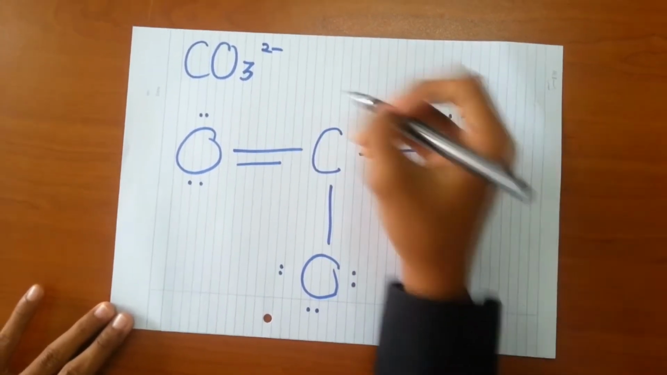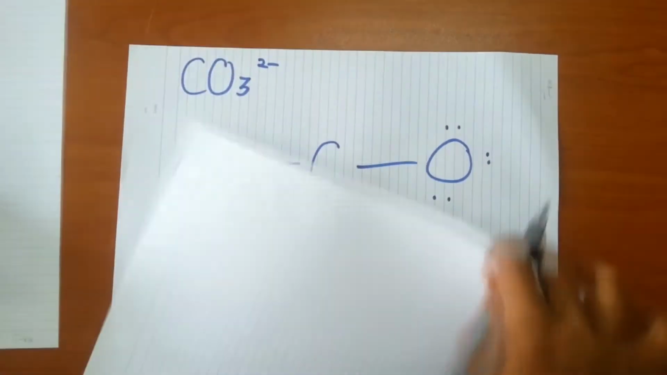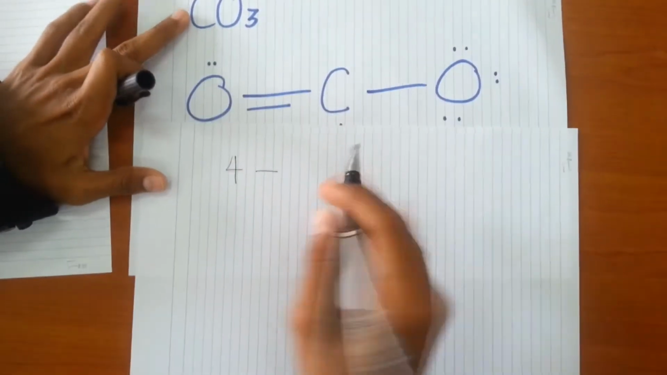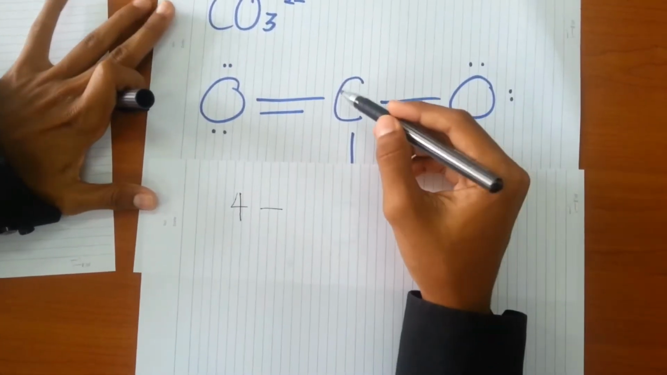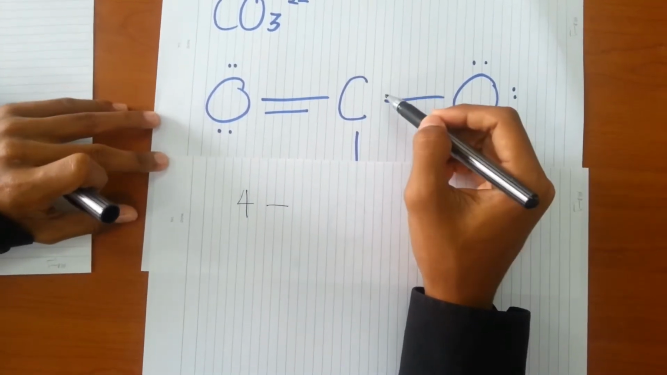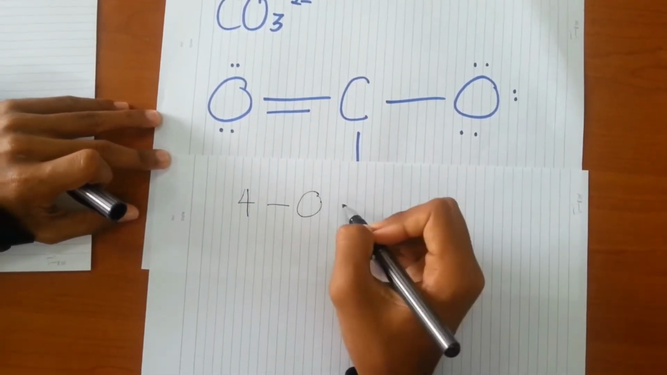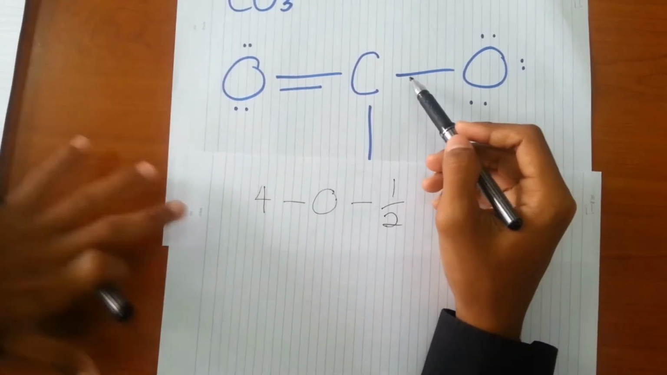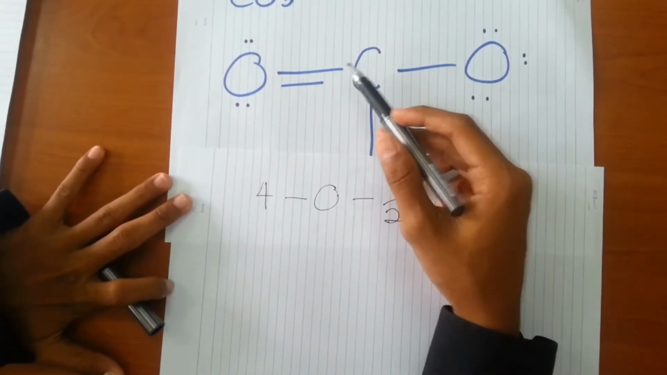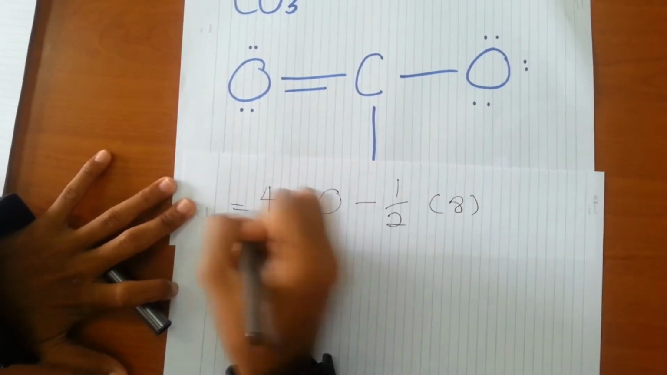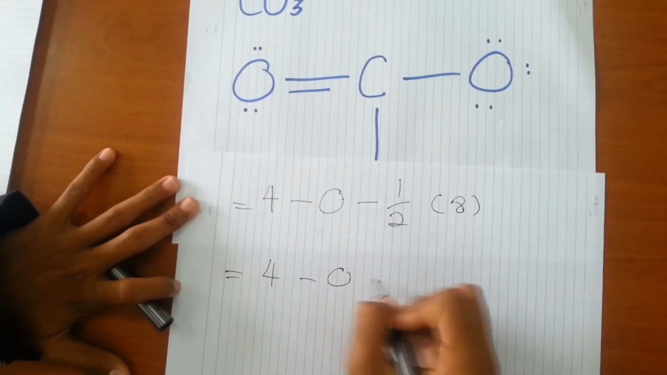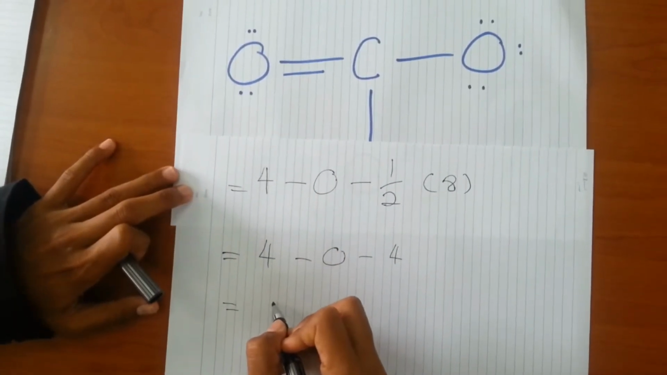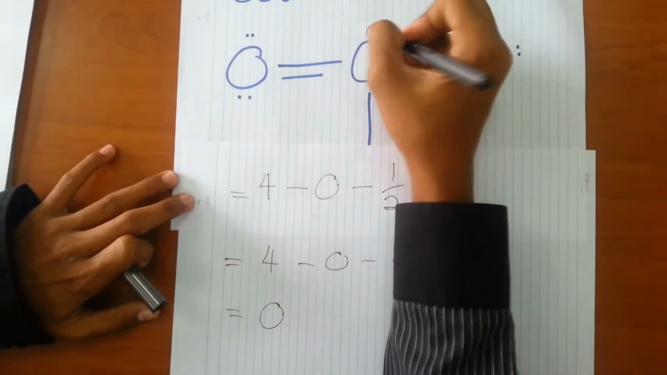So, 4 minus 2 number of non-bonding electron. As we can see here, there's no non-bonding electron here. So 4 minus 0 minus half of bonding electron. Bonding electron here is 1, 2, 3, 4. 4 times 2 is 8. So 4 minus 0 minus 4. So the formal charge we get in the C atom is 0. So here 0.